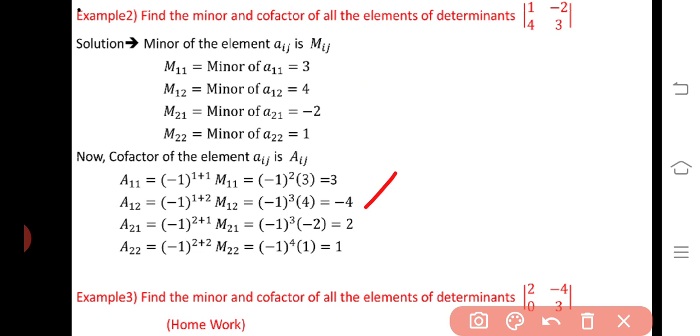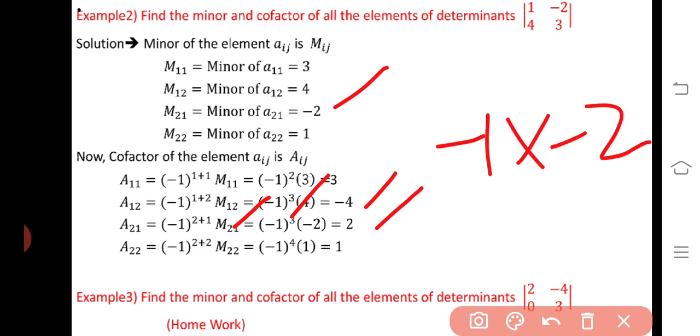A21, the cofactor of A21, is equal to minus 1 to the power 2 plus 1 into the minor of 21. The minor of 21 is known, minus 2. Minus 1 to the power 2 plus 1, 3. Minus 1 to the power 3 means what? Minus 1. We will get minus 1 into minus 2, which is plus 2.